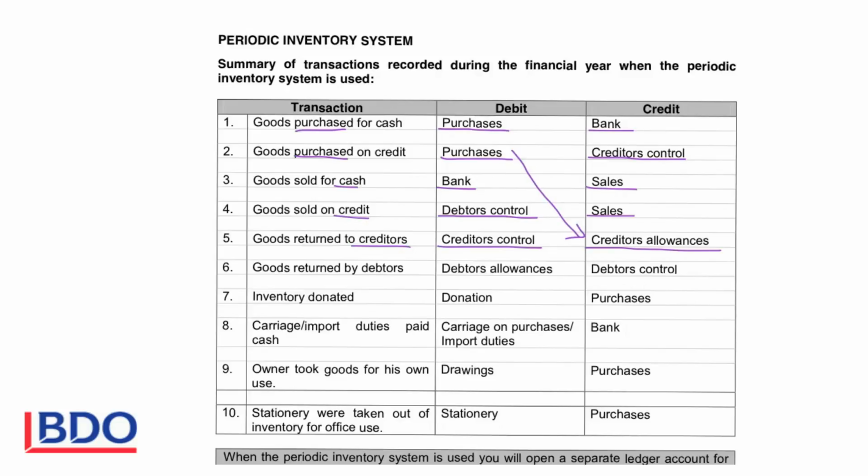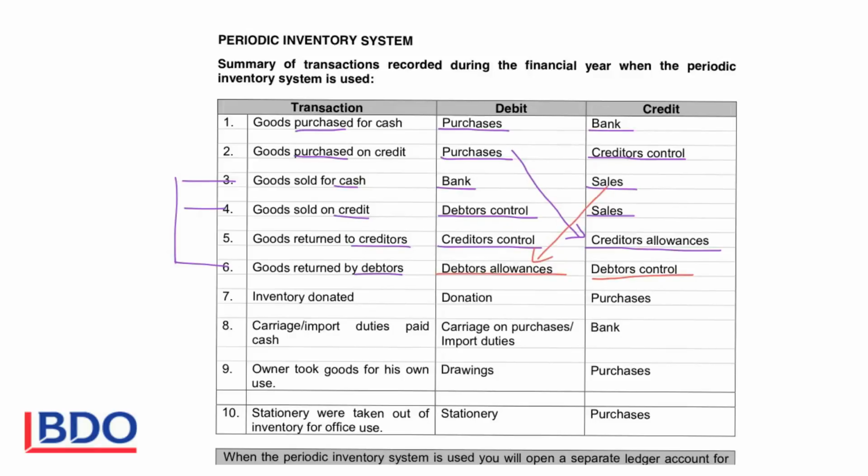Goods returned by debtors. So when we sell goods for cash or on credit, or the debtors return it, in the perpetual inventory system, we will record two double entries, one at sales price and one at cost price. In the periodic inventory system, we don't record anything in cost of sales or inventory. So therefore, I will show that the debtors control account must be credited to decrease the amount owed by debtors, and debtors allowances is debited because we want to show that the sales will decrease as a result of the goods that were returned by the debtors.